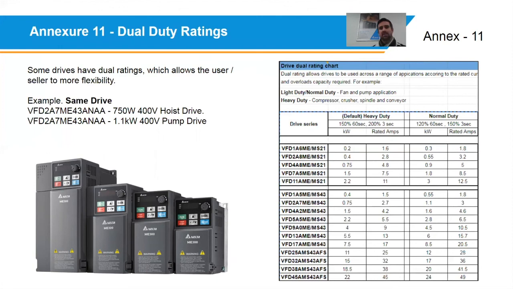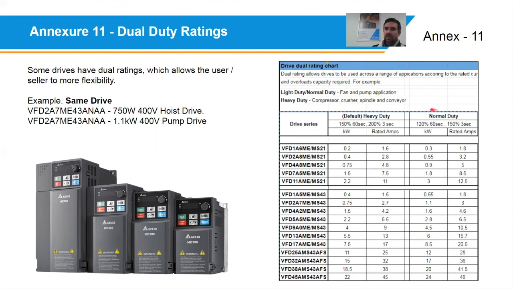So by default, these two model drives have a heavy duty rating. So 150% overload for 60 seconds or 200% for 3 seconds. So that is, in fact, a very heavy overload capability of these drives. This is the default rating of any ME or any MS drive. The second rating that you can activate through a parameter is normal duty. So normal duty only at 120% for 60 seconds and 150% for 3 seconds.